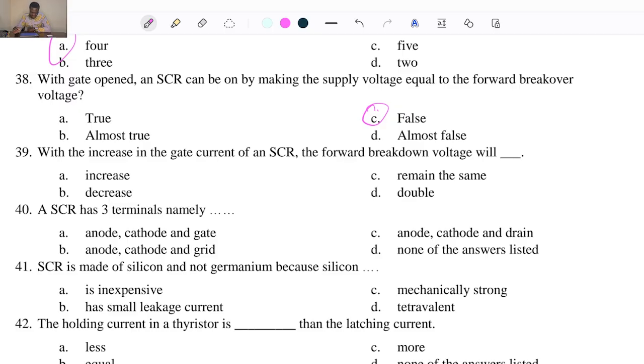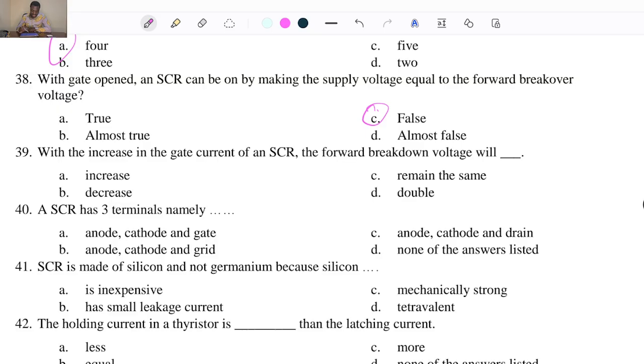When with increase in the current of a silicon control rectifier. So if you are increasing the current, it's not true or false. Okay, here with a gate open. Okay, so that one, like I said, false.